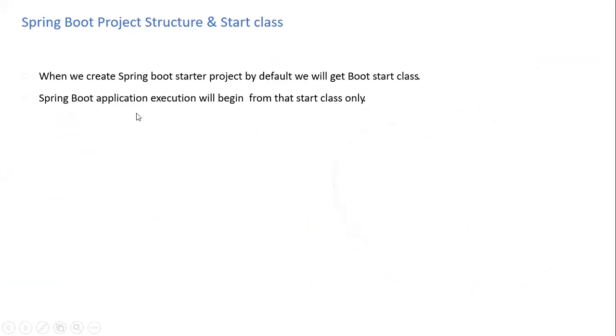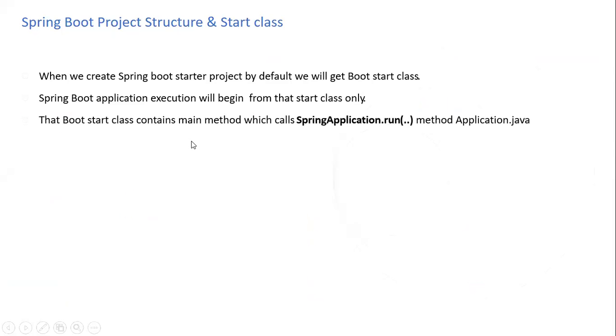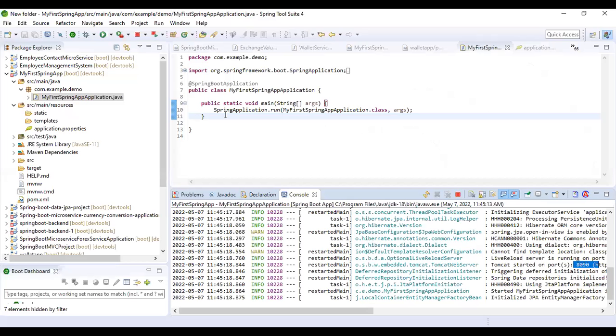So Spring Boot application execution will begin from the start class only. This boot class contains the main method. You can check here, the boot class always contains what? The main method. Which class is known as the boot class? The class which contains the main method. From that class the application execution will start.